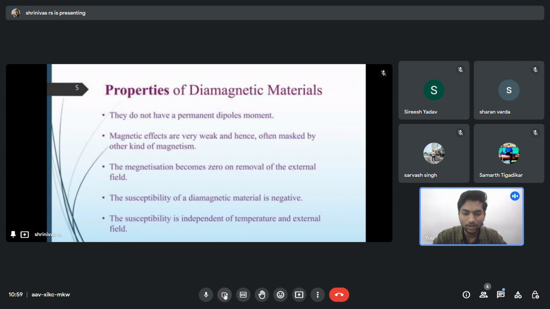The substances are weakly repelled by the field, so in a uniform field, these substances have a tendency to move from the strong to the weak part of the external magnetic field. The intensity of magnetization is very small, negative, and proportional to the magnetizing field. The magnetic susceptibility is small and negative. The relative permeability is slightly less than unity.